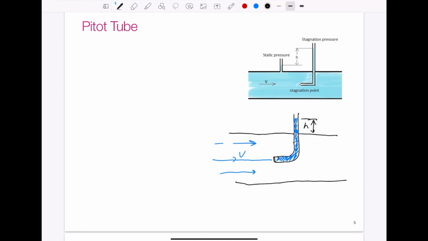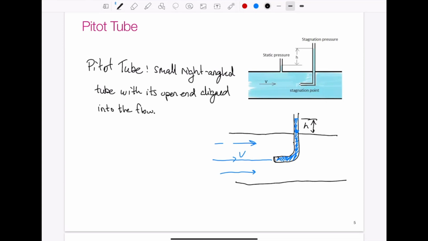So a pitot tube, we just define what it is first, is a small right-angled glass tube. It doesn't have to be glass, but some tube with its open end aligned into the flow so as to sense the full impact pressure of the flowing fluid. So a pitot tube is a small right-angled tube with its open end aligned into the flow, and this is to sense the full impact pressure of the flowing fluid. It measures stagnation pressure.